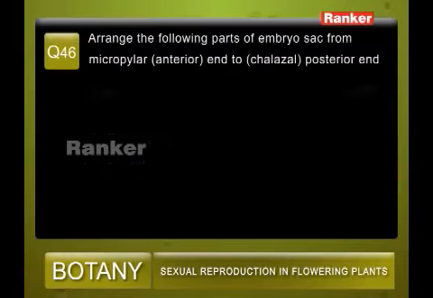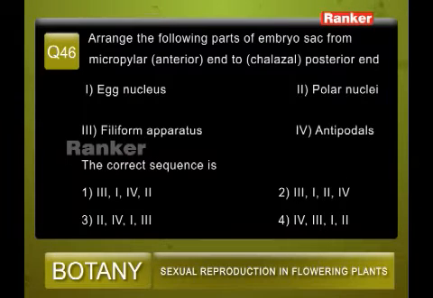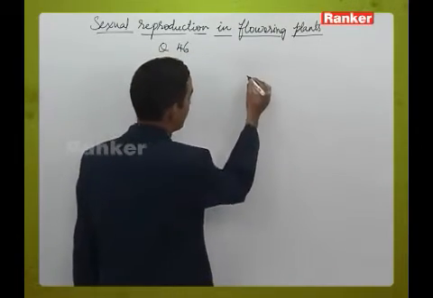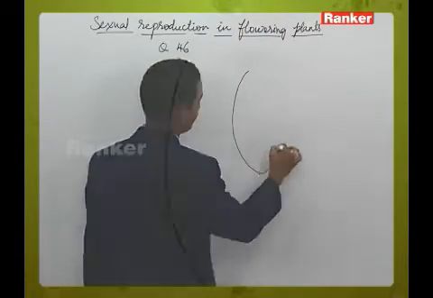Question number 46, arrange the following parts of embryo sac from micropylar, that is anterior end, to the chalazal, that is posterior end. 1. Egg apparatus. 2. Polar nuclei. 3. Filiform apparatus. 4. Antipodals. Okay, let's see the structures present inside the embryo sac. Okay, this is the diagram of embryo sac.